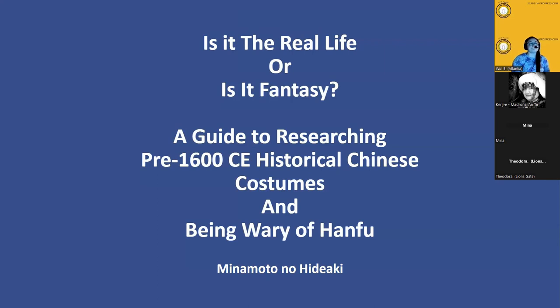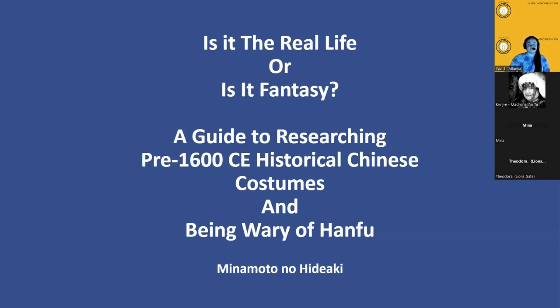Welcome. This class touches upon two sets of entwined issues. The first set of issues is how do you find primary and secondary sources for research into historical Chinese clothing, how to evaluate the accuracy and appropriateness of these sources, and how to use them appropriately.